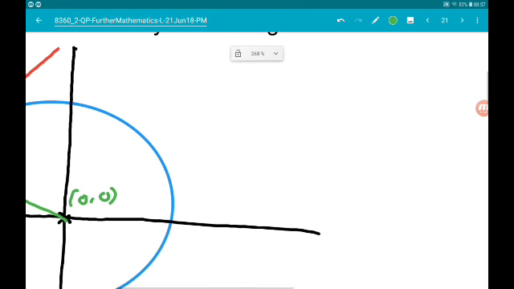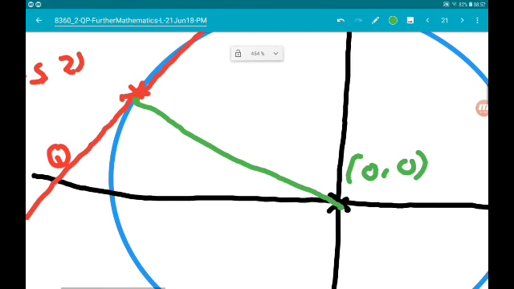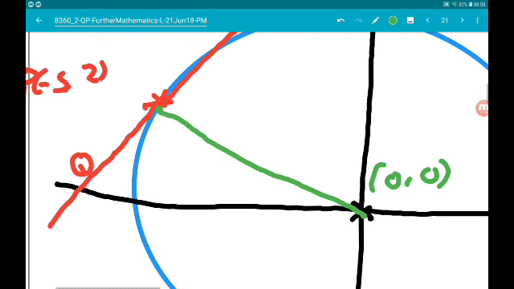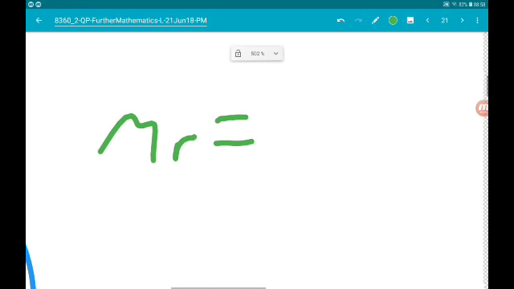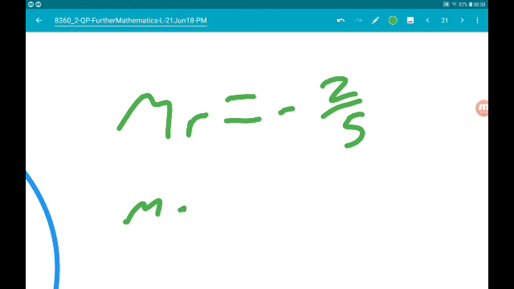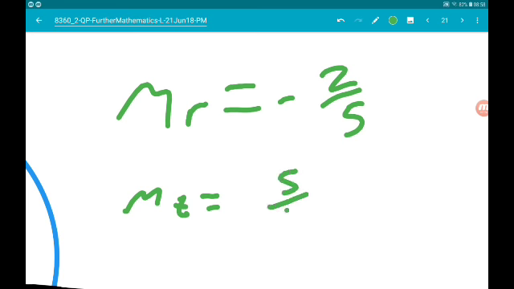So I like to call my gradient of the radius R. Gradient is difference in y over difference in x. So we're going to get 2 minus 0 over -5 minus 0, which is -2 fifths. Now, a nice little trick to get the gradient of the tangent, it's going to be the opposite sign, so it's going to be positive, and we just flip the fraction. So the gradient of the tangent is 5 halves.